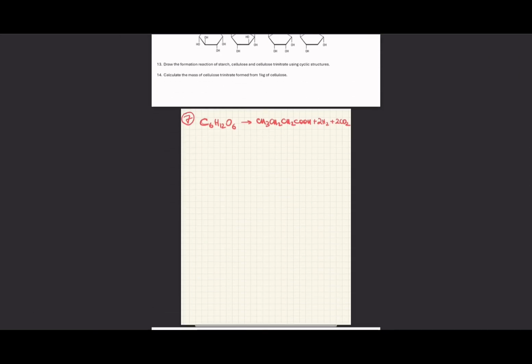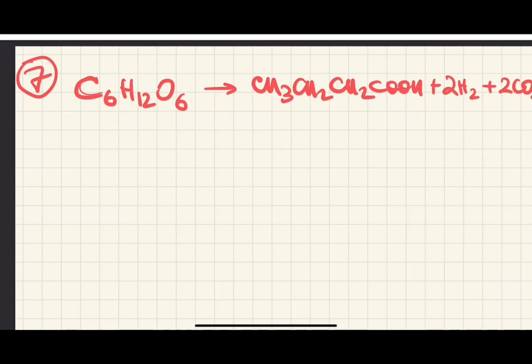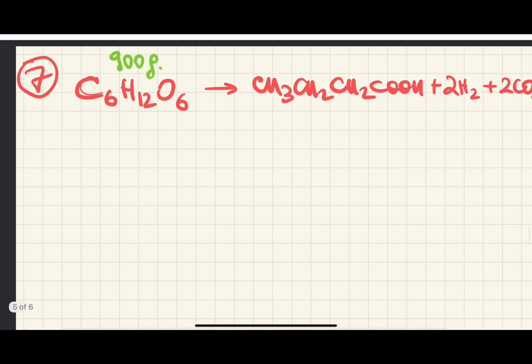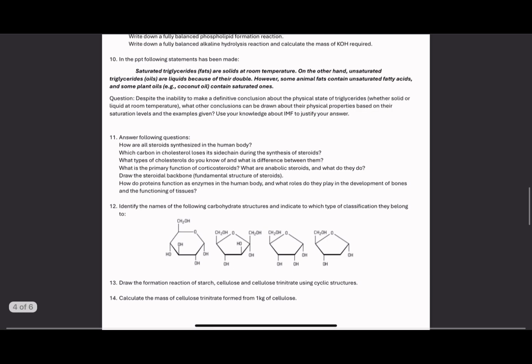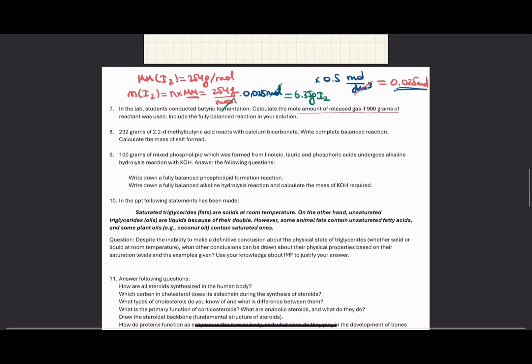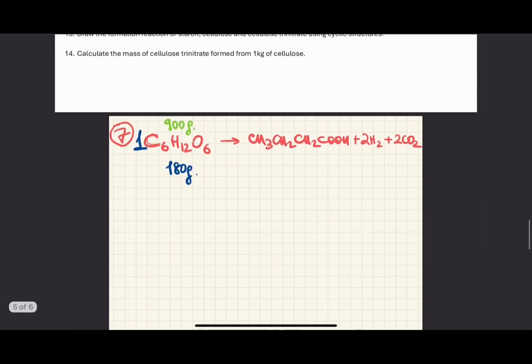Now, this is question 7. We're given 900 grams of reactant, which is basically the glucose. So I write here 900 grams. We know that the molar mass of glucose is 180 grams per mole, right? Now, that is for 1 mole, and it is asking us what the mole amount of released gas is, the mole amount of both of the gases.